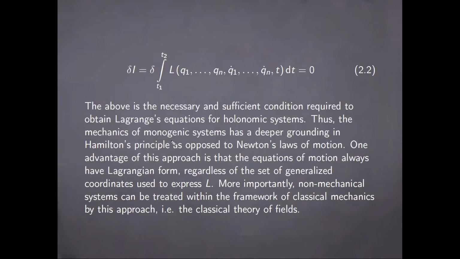Thus, the mechanics of monogenic systems has a deeper grounding in Hamilton's principle as opposed to Newton's laws of motion. One advantage of this approach is that the equations of motion always have Lagrangian form, regardless of the set of generalized coordinates used to express L. More importantly, non-mechanical systems can be treated within the framework of classical mechanics by this approach. In other words, this is the standard approach used in the classical theory of fields.